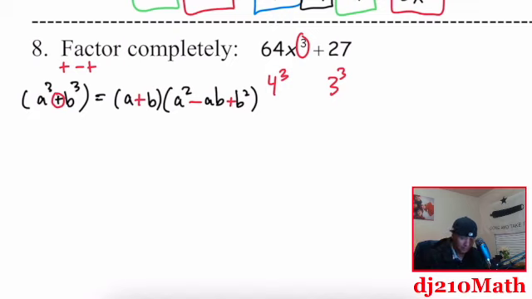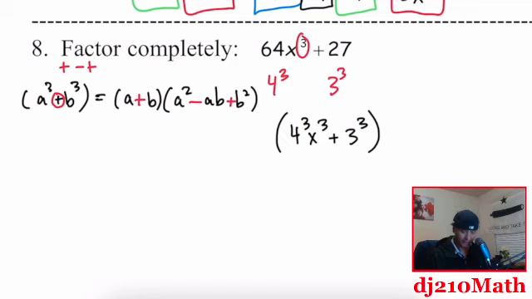Okay. Rewriting it so that it looks a little bit nicer. This is going to be 4 cubed x cubed plus 3 cubed. Just rewriting it. And here you can see that the a, the first part, everything with the cube, 4x, that's the a. And then the b is the 3. So everywhere there's an a, I'm writing 4x. Here, here, here. Everywhere there's a b, I'm writing 3. Here, here, here. And then simplifying in the end.